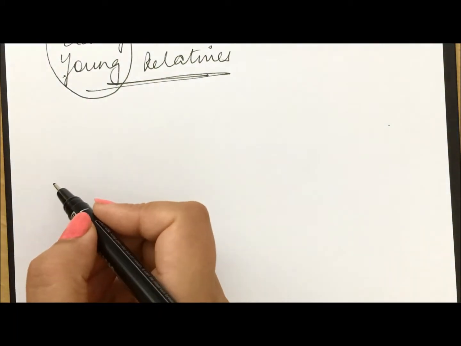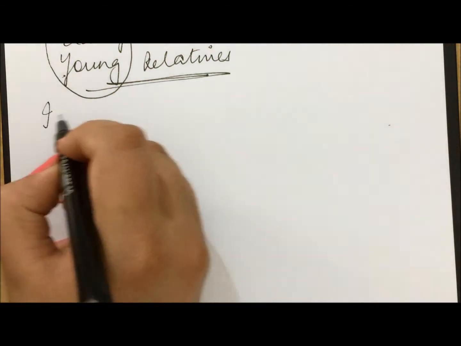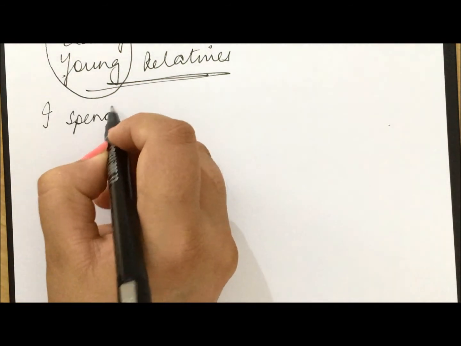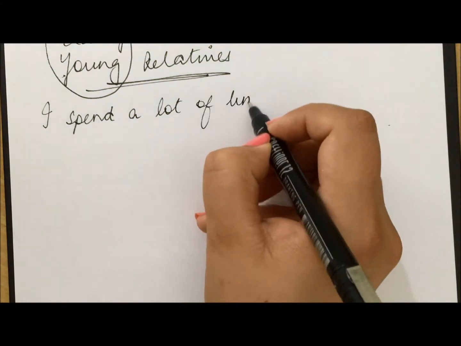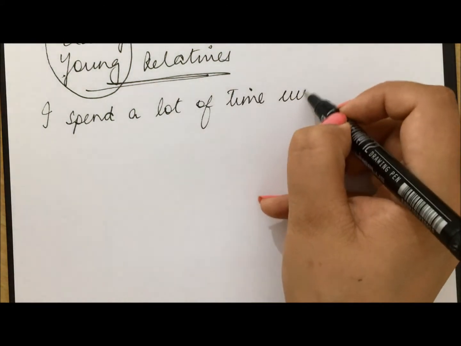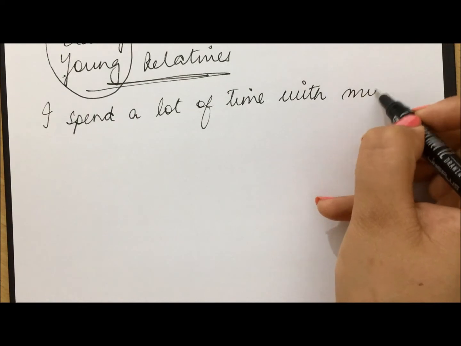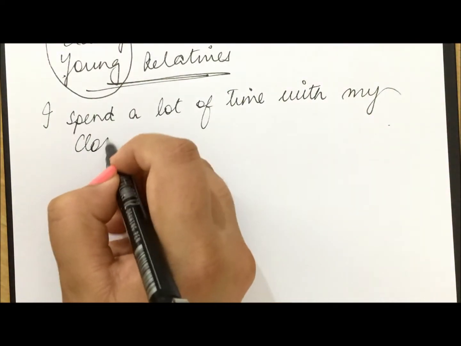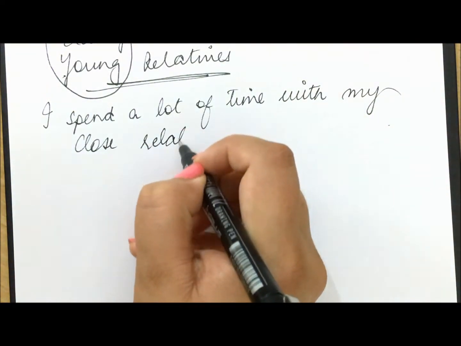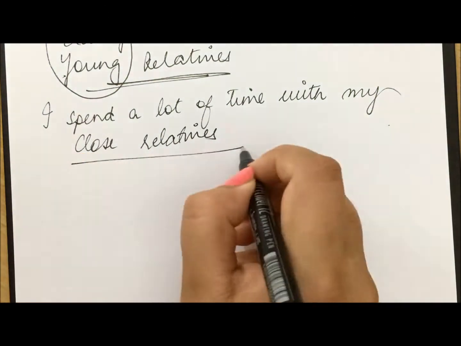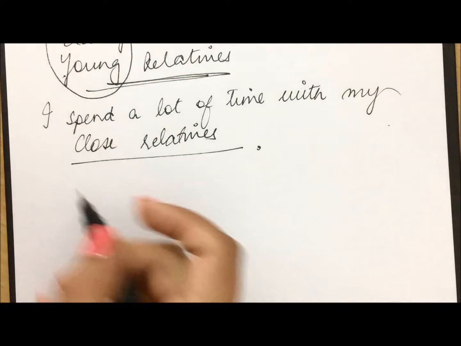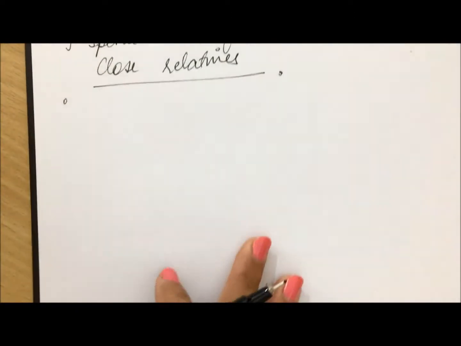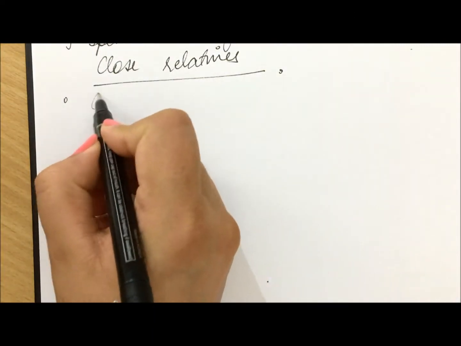For example, if I have to talk about my close relatives, I spend a lot of time with my close relatives. Most of us do spend time with close relatives. So here we have used relatives with the word close. Okay? In the next one, I'll show you how to use distant.